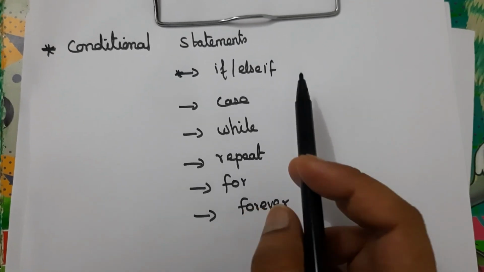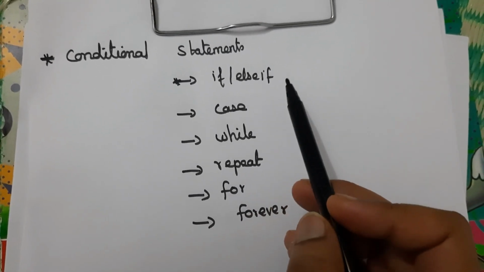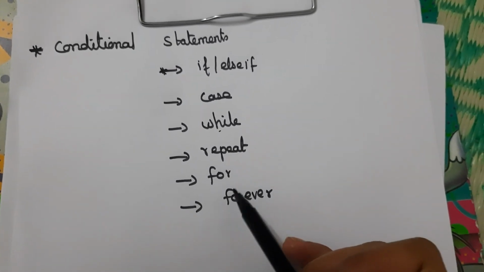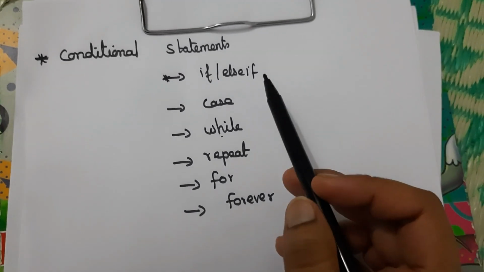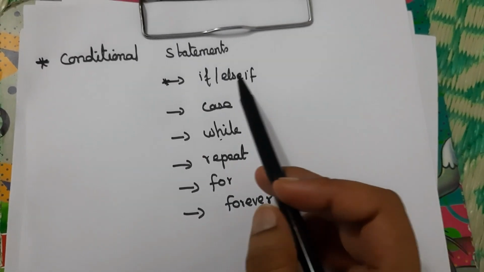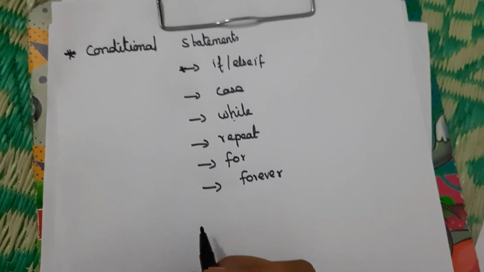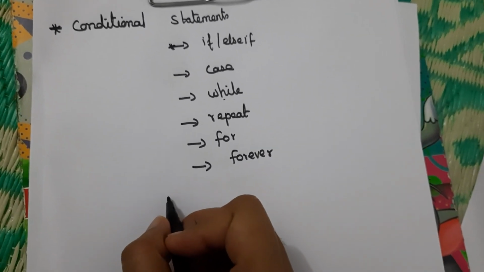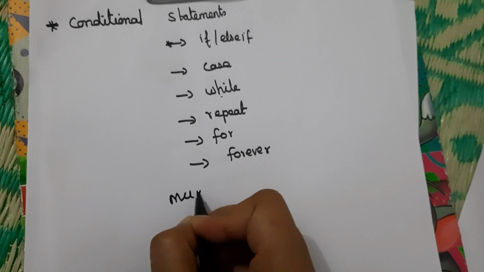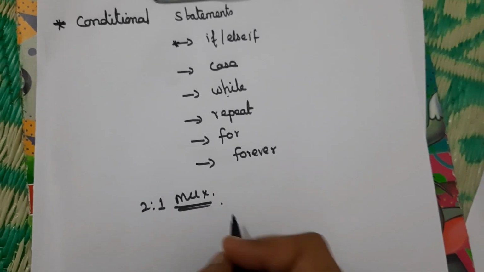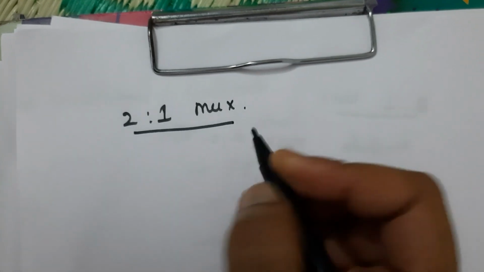Next one is conditional statements, and here the conditional statements are if, else if, case statement, while statement, repeat, for and forever, and we can see each using one example. So consider first if and else if. We can define this for a 2:1 mux. So we explain the conditional statement using a 2:1 mux.